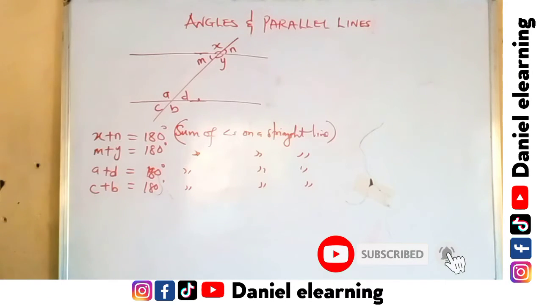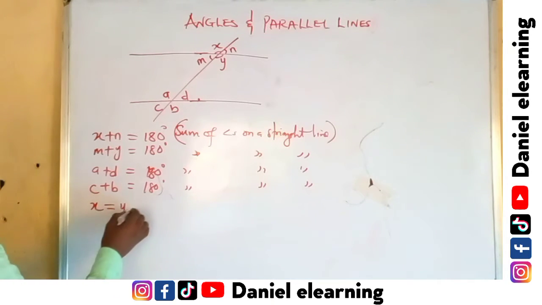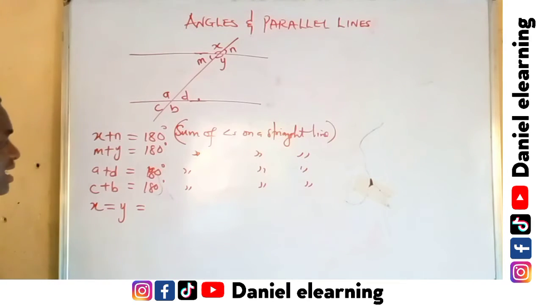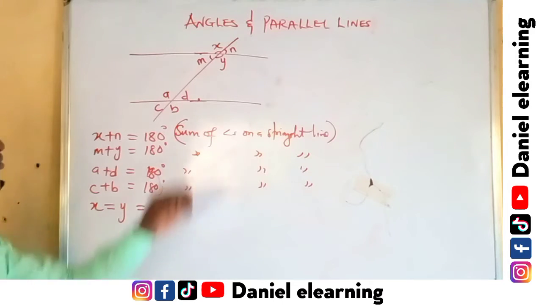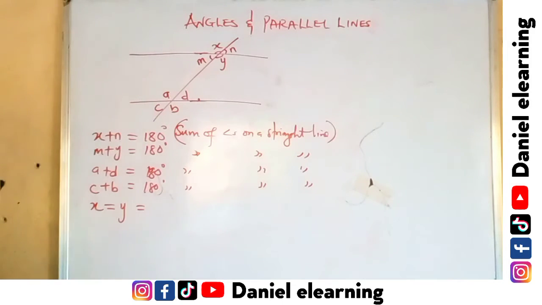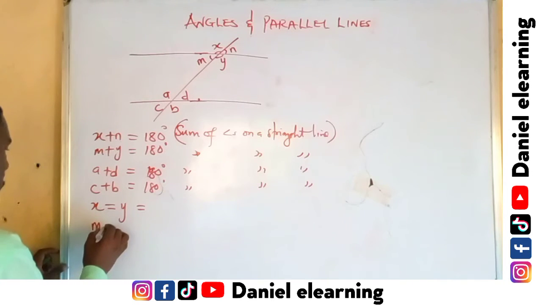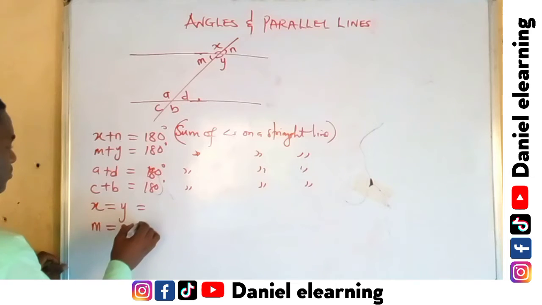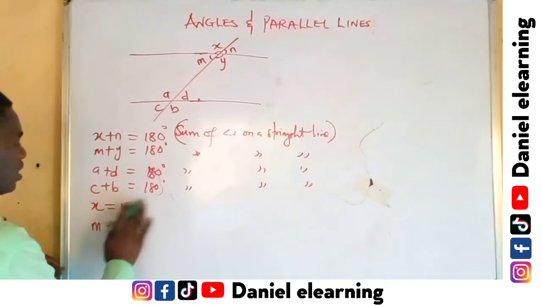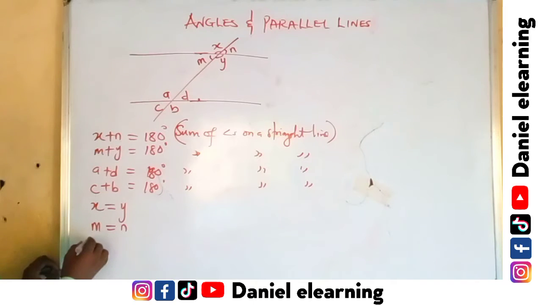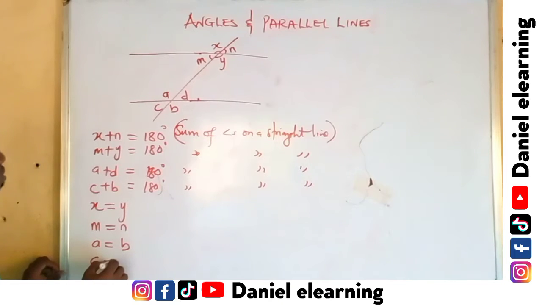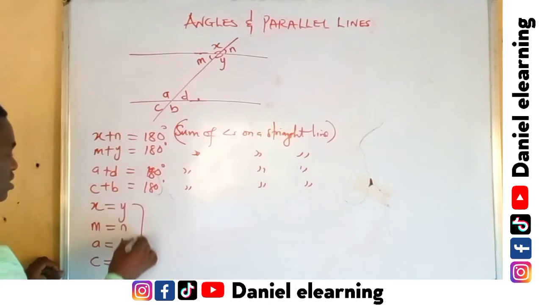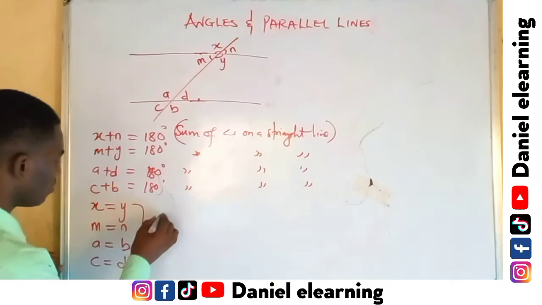Okay, the next type of angle that will be formed here is when I say x equals y. This type of angle is called vertically opposite angle. Not only x equals y, there are many vertically opposite angles in this. So I will list everything. We have m equals n. Next one is A equals B. And next one is C equals D.